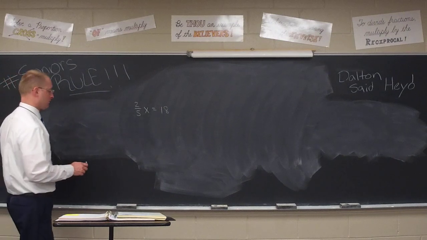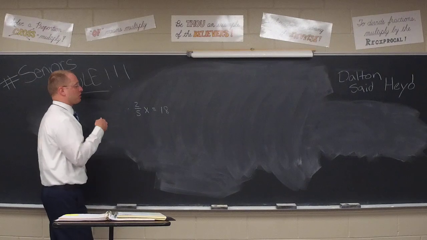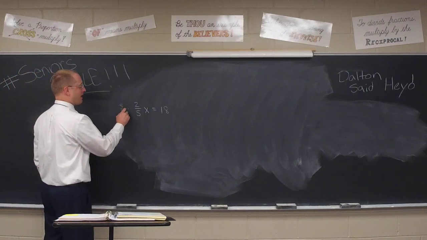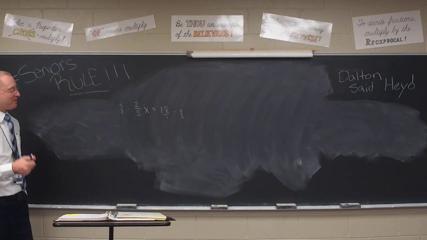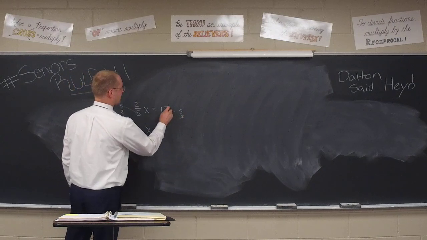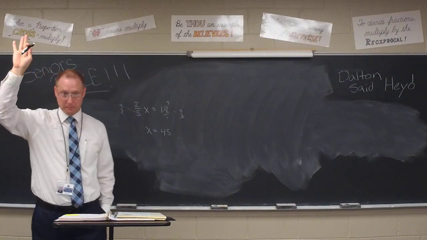We need to multiply by the inverse. Well, we don't call it the inverse. We have another name for it. It starts with an R. Reciprocal. Multiply by the reciprocal, 5/2 and 5/2. And so we multiply, we get what? x equals 45. Good. Cancel, cancel to get a 9, so x equals 45. How many had 45 as your number?